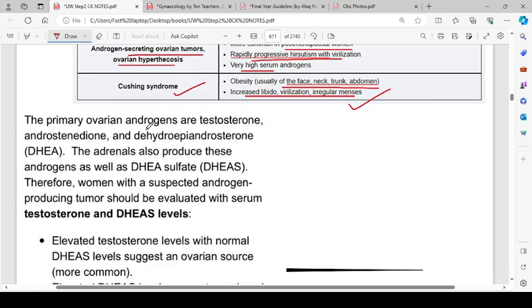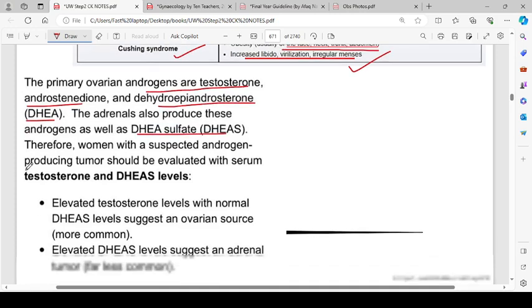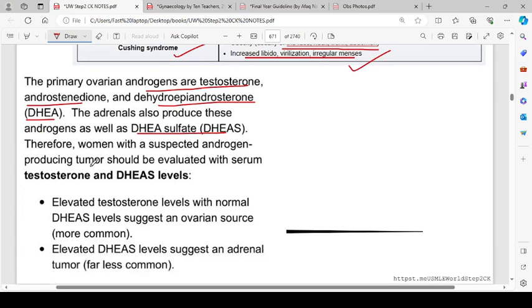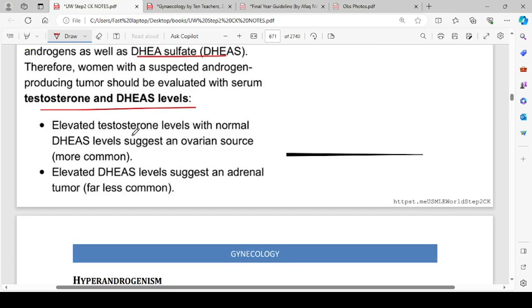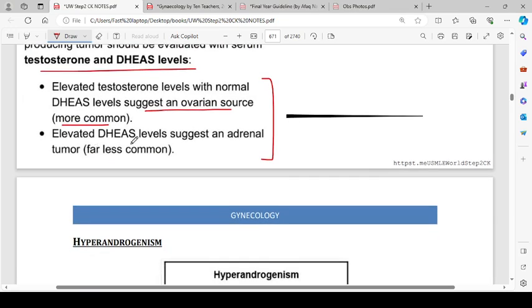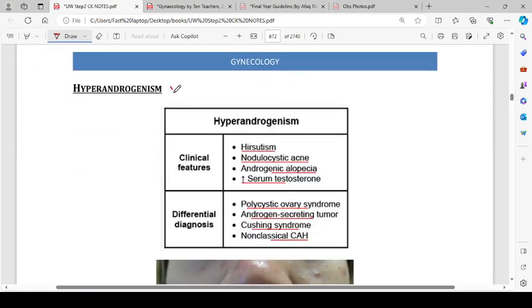The primary ovarian androgens are testosterone, androstenedione, and dehydroepiandrosterone (DHEA). The adrenals also produce these androgens as well as DHEA sulfate. Therefore, women with a suspected androgen producing tumor should be evaluated with serum testosterone and DHEAS level. So we have read this before, but it is important. Elevated testosterone level with normal DHEAS level suggests an ovarian source, and it is more common. Elevated DHEAS level suggests an adrenal tumor, which is far less common.